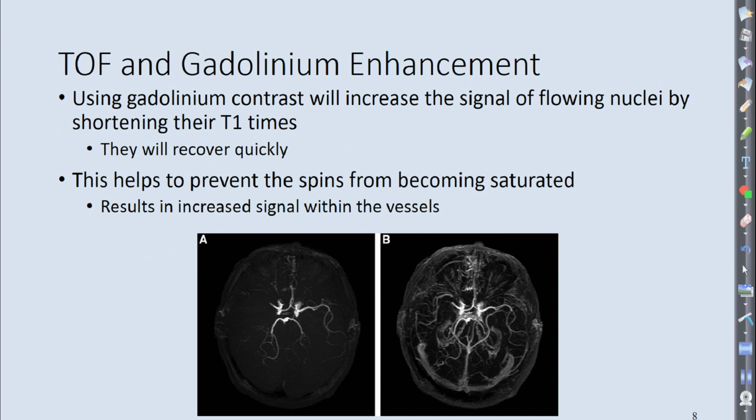So your vessels can be enhanced even a little bit more. Typically this whole sequence is not gadolinium enhanced, but you can enhance it a little bit more, and you'll be able to see some of the even further out vessels. That's just because our gadolinium reduces our relaxation rate for our flowing blood, and it appears even brighter. So image A on the left is not enhanced with gadolinium. Image B on the right is enhanced with gadolinium.